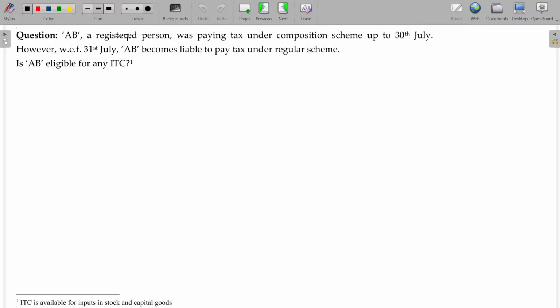Now, AB, a registered person, paying tax under the composition scheme up to 30th July. However, on this date, AB becomes liable to pay under the regular scheme. Is AB eligible for any ITC? Yes. Stock as well as capital goods. In case of capital goods, any ITC you claimed minus 5% per quarter. Okay.